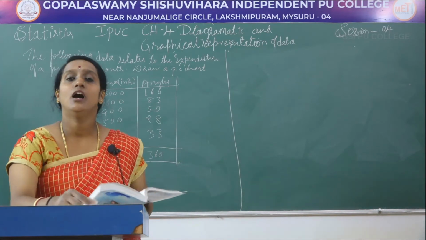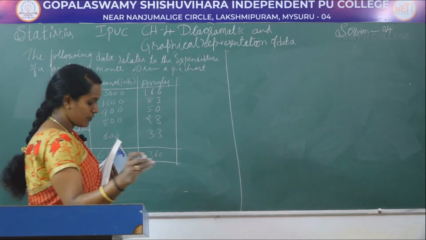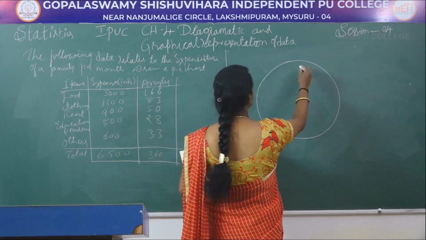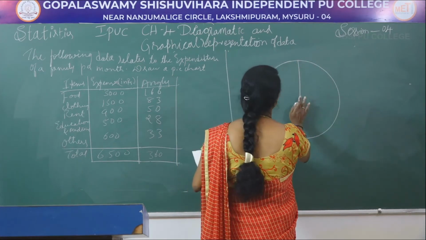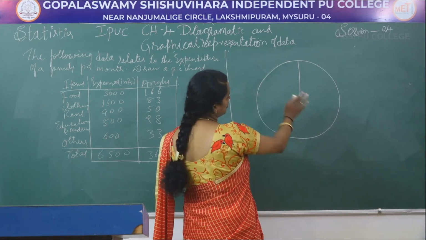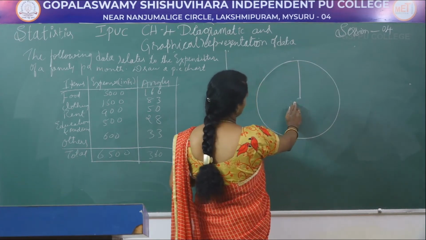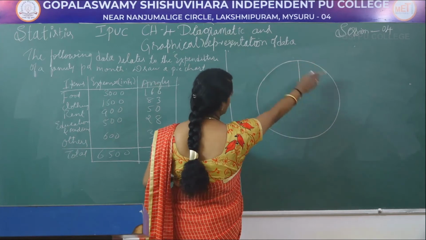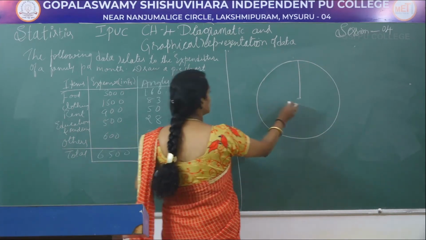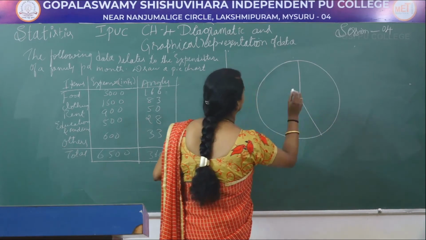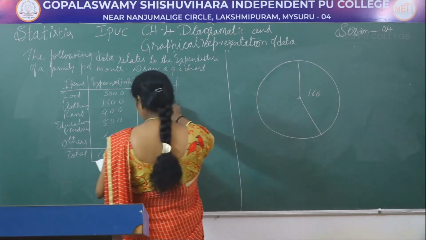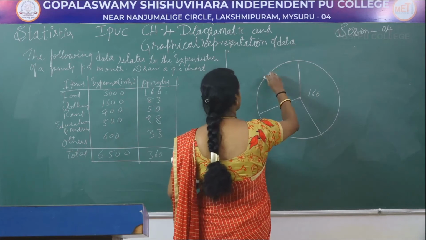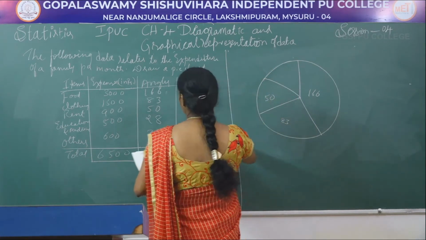In the last problem I showed how to calculate the angles. Now, here this is the center of the circle. So we should start from here, on this line only, counting the angles using your protractor from the line, left to right. So the first angle is 166, it may come here. Next is 83. Next 50. 28.